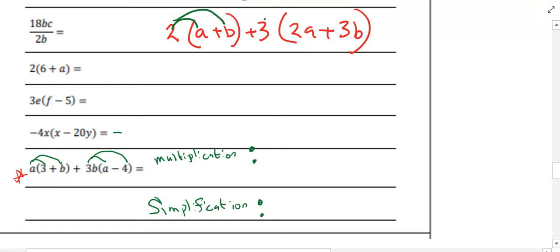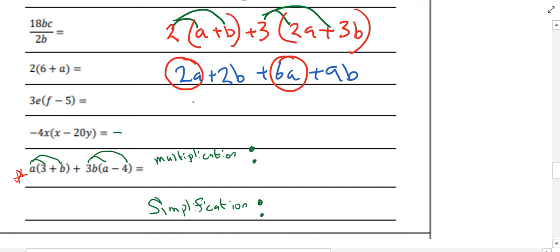Draw in Mr. Winston's eyebrows. Okay, so 2 times a is 2a, 2 times b is 2b. 3 times 2 is 6a, 3 times 3 is 9b. We can collect like terms here. We've got an a term there, an a term there. That's going to give 8a, and we have lovely b terms there and there. 9, 10, 11b.